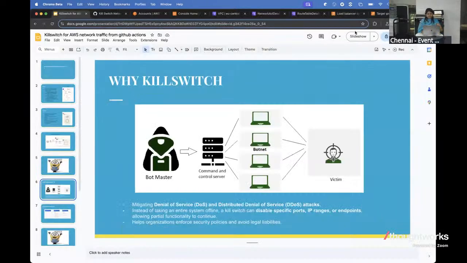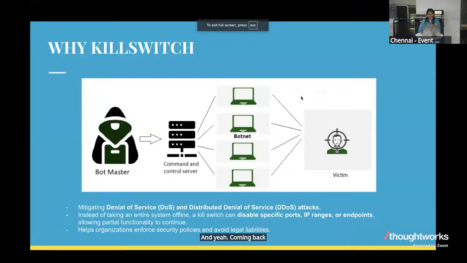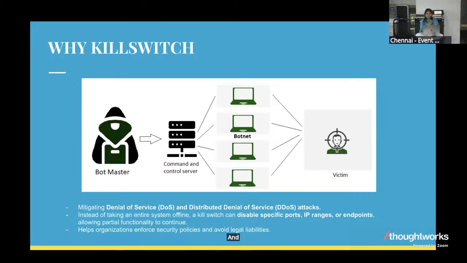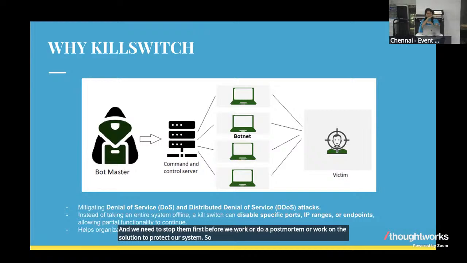And yeah, coming back to the topic, right? Why we need a kill switch? It's basically whenever we have such attacks like denial of service or distributed denial of service attacks. A bot master will try to control, create different clients and bombard our service with a lot of requests. And we need to stop them first before we do a postmortem or work on the solution to protect our system. So we want them to stop at the access layer itself.